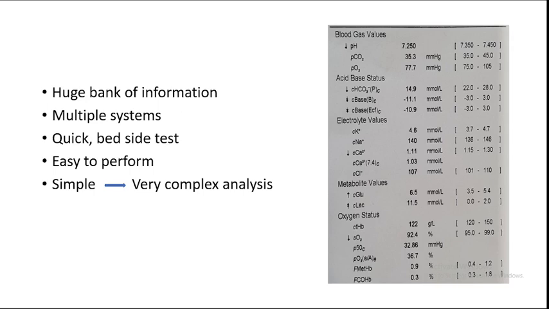So this is a picture of a blood gas, right? You can see that it gives you many information. It's a huge bank of information. It not only tells about how your blood is, but it tells about how your lungs are working, whether your kidneys are working fine, whether your heart is doing its job. So it's a multi-systemic analysis, right?